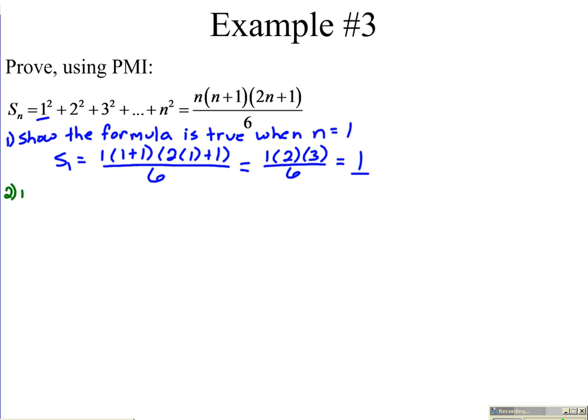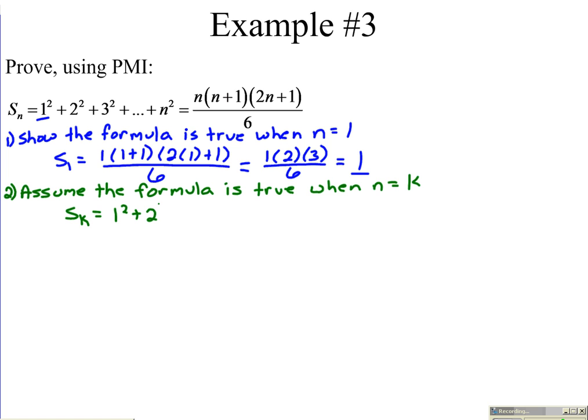Step 2. Assume the formula is true when n equals k. So that means the sum of the first k integers should equal 1 squared plus 2 squared plus 3 squared plus up to k squared, which would be equal to k times k plus 1 times 2k plus 1 all over 6.